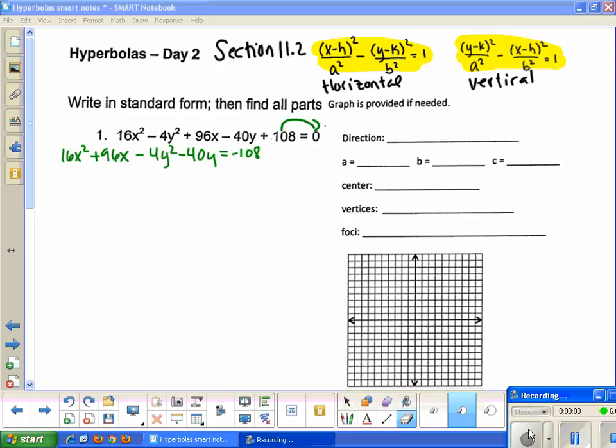Section 11.2, Hyperbolas, Part 2. Now remember, we've already talked about the equations for horizontal and vertical hyperbolas.